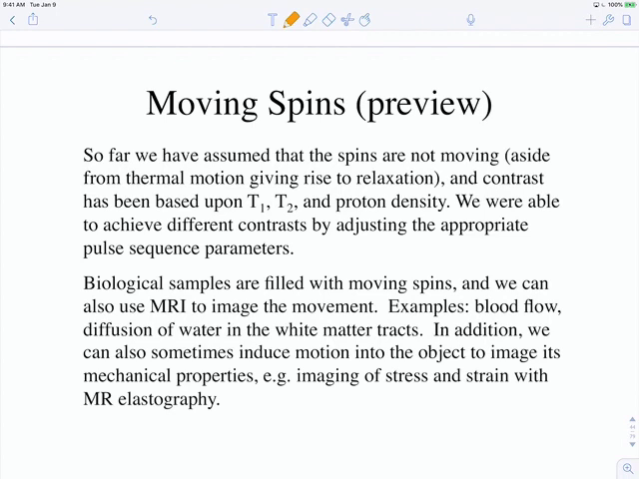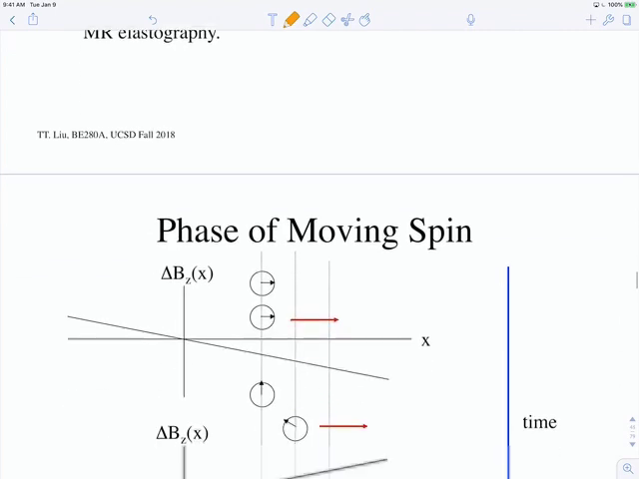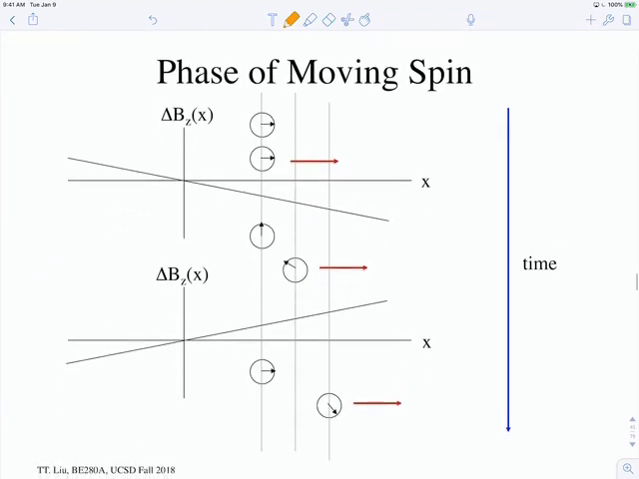What I want to talk about for about 10 minutes here is what happens when we have moving spins. So far we've mostly talked about what happens when the spins are static and we can create images of them. It turns out that this concept of phase is going to be really important. We've already talked about phase in the context of creating images, but now we want to talk about how you can use phase to measure velocity.